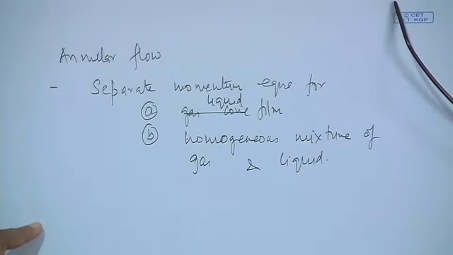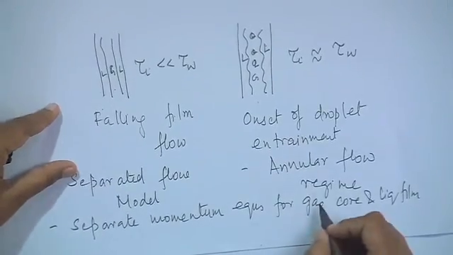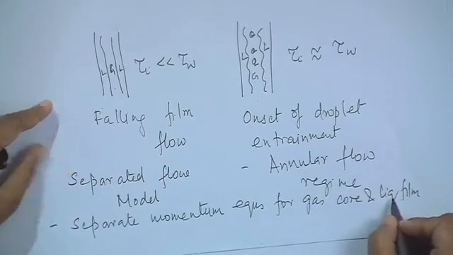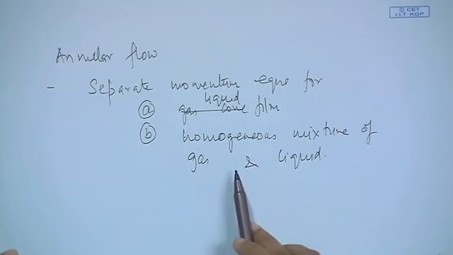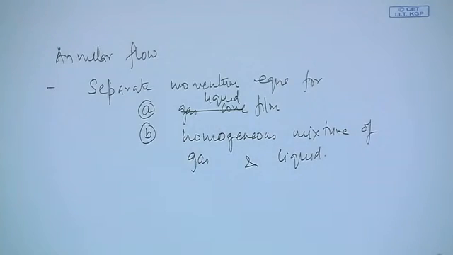So if you compare, in this particular case, I had told you that we are going to write separate momentum equations for the gas core and the liquid film, while in this particular case we shall again do the same approach, but instead of a gas core we have to consider a homogeneous mixture. Due to this reason, it is very evident that the same equations cannot be applied for low and high phase velocities, or in other words, the onset of droplet entrainment needs to be given special attention while predicting the pressure drop and other hydrodynamic parameters of annular flow.